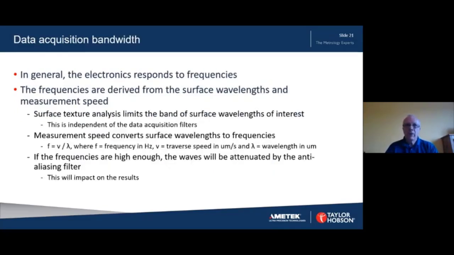The attenuation of the filter in the data acquisition system is dependent on the signal frequency. The key question is, where do those frequencies in our signal actually come from? Now, clearly, the signal we're interested in will come from the surface. In surface texture analysis, we're often concerned with the wavelengths on the surface. Now, as the stylus travels over the surface at a constant speed, the gauge signal will contain frequencies that are related to both the surface wavelength and the traverse speed.